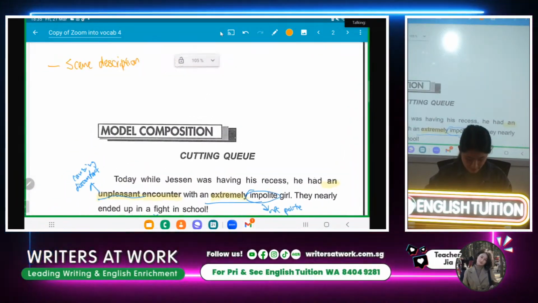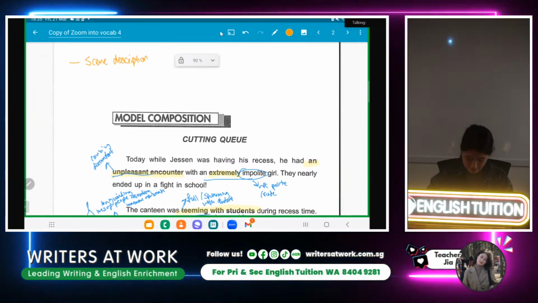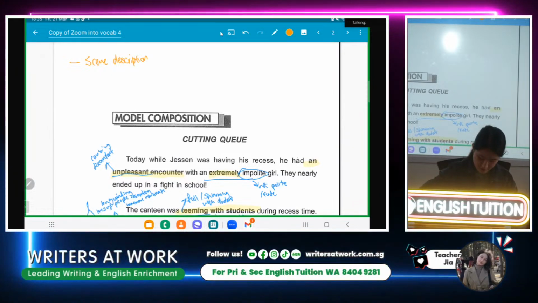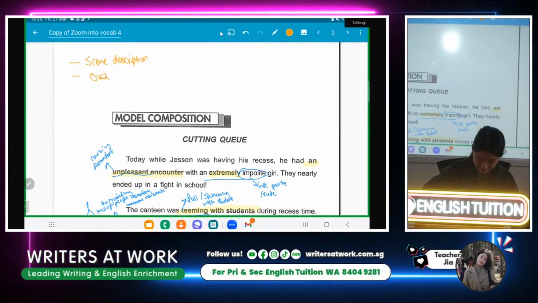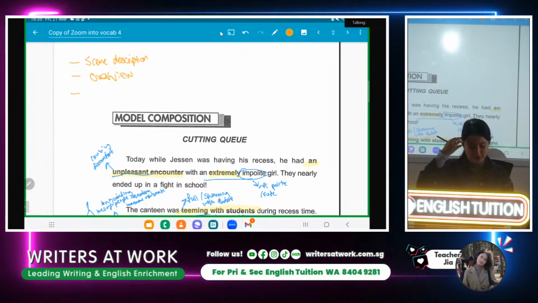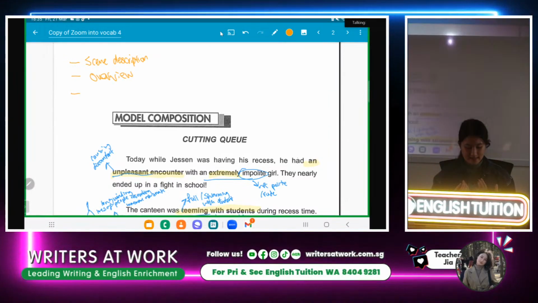So let's write our own. Ignore the rest of the composition. Let's just prep our own today. We have scene description, and for this, it is overview. You can also start with a proverb, a nice sentence.